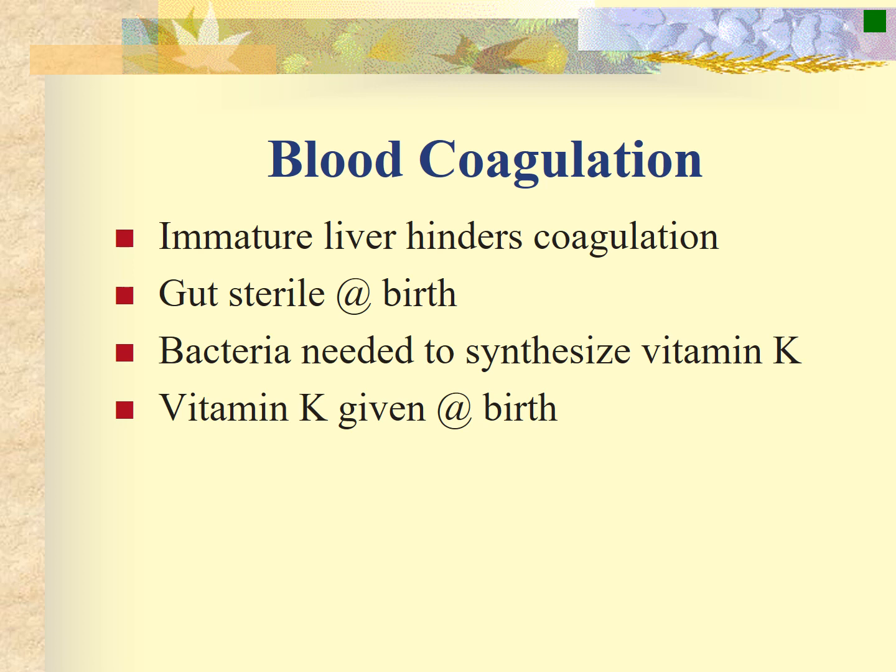The immature liver hinders coagulation, so that's why it's important that it starts taking over. Then the gut is sterile at birth, as we've mentioned before, so the baby is given vitamin K at birth because the body cannot make it yet until that gut has bacteria in it through eating, basically, because that's necessary for synthesis of vitamin K.